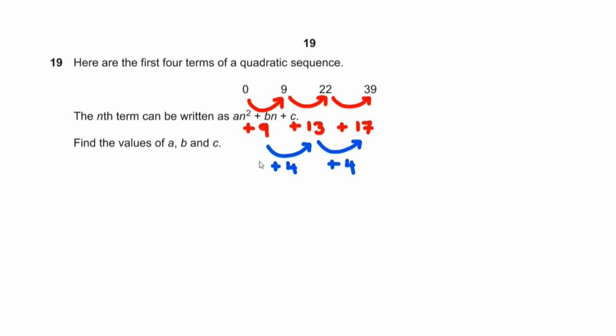Now to find the value of a, we need to take this difference and divide it by 2. So 4 divided by 2 is 2, meaning a is 2. Now if I write the n squared terms out, that's just the square numbers. We've got 1, 4, 9 and 16.